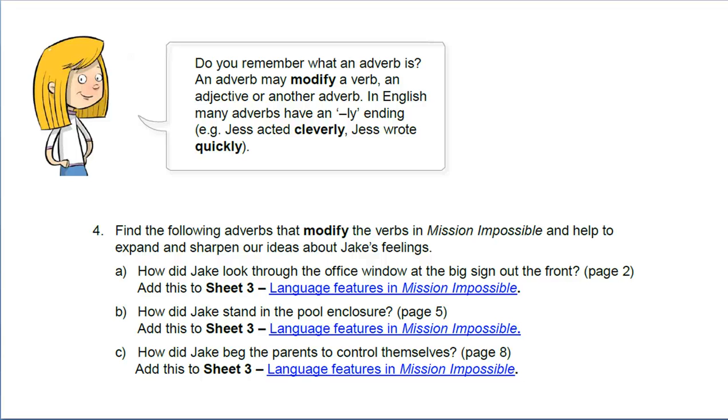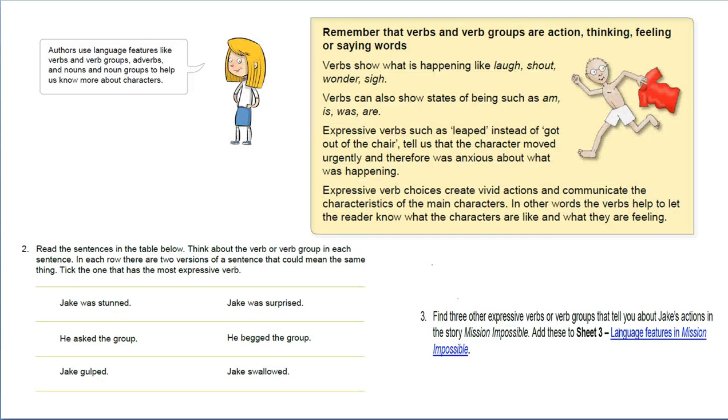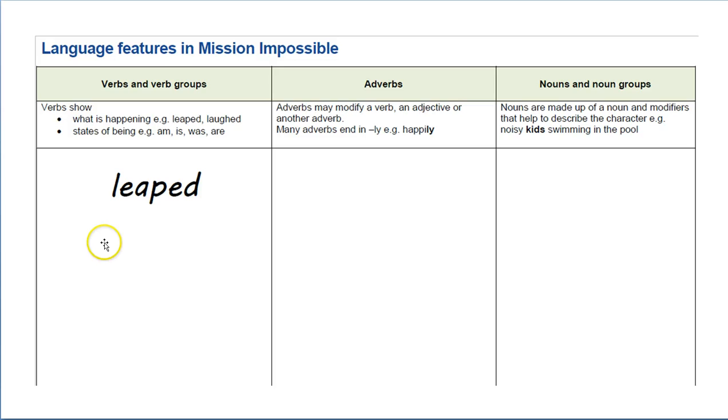Now, as I was mentioning about adverbs before, I should probably tell you. You can go to sheet 3, which I asked you to have open at the beginning, and it looks like this. You can go and add in those verb groups that you found, those couple of verb groups that you found just then, onto sheet 3. When you've done that, we're moving on to adverbs.